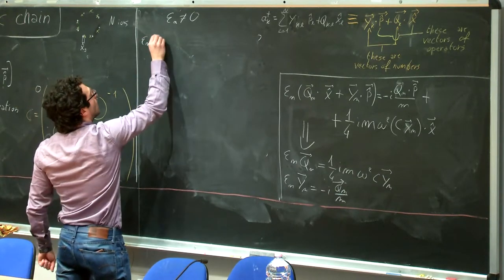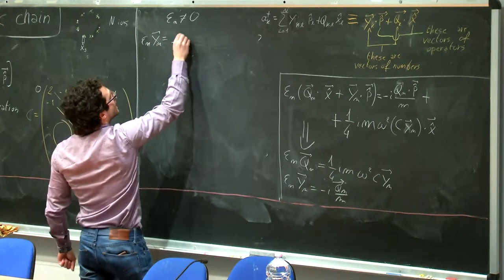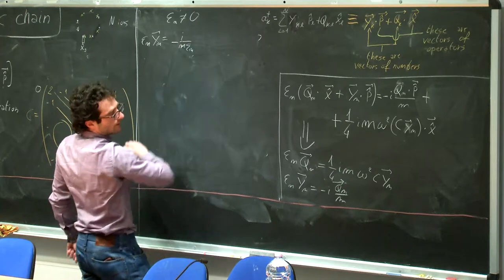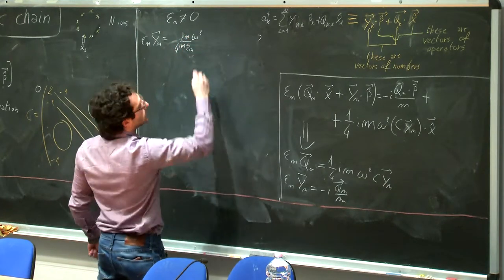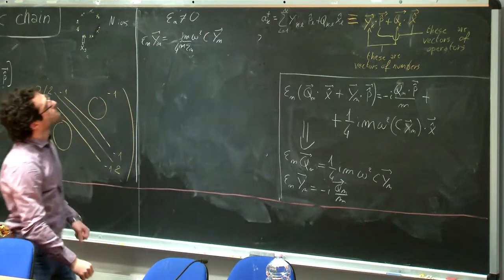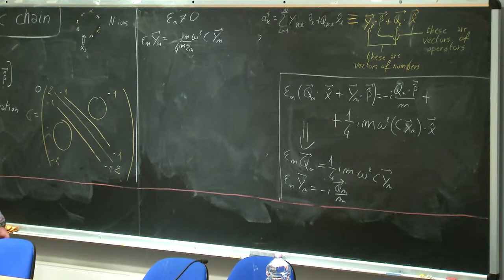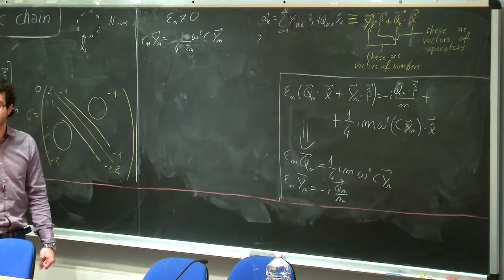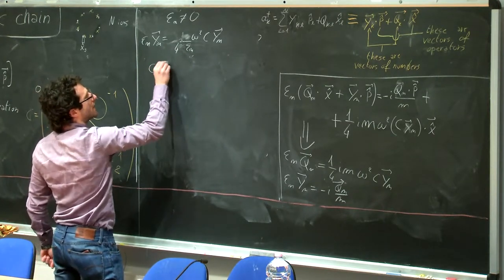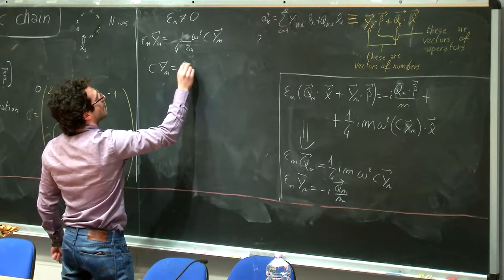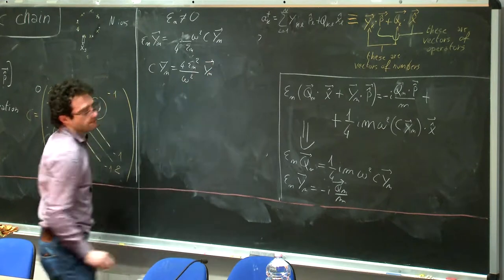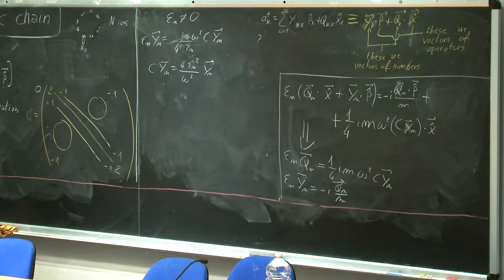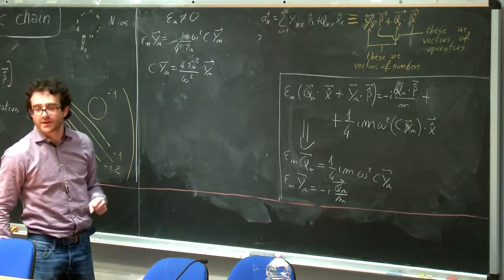Epsilon_n y_n is equal to minus i over m epsilon_n times i m omega squared C y_n. This can be written as C applied to y_n, if you multiply by this coefficient, is equal to 4 epsilon_n squared over omega squared y_n. So we have to solve this equation.